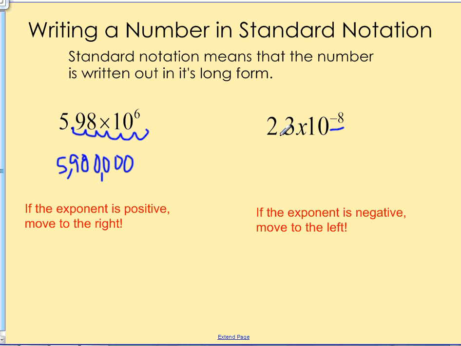Now the exact opposite when we have a negative number. So now we're going to move to the left. We're going to go 1, 2, 3, 4, 5, 6, 7, 8. So my new number is going to be 0.0, then 1, 2, 3, 4, 5, 6, 7 zeros, and then end with my 2, 3. So this is my really, really, really small number.